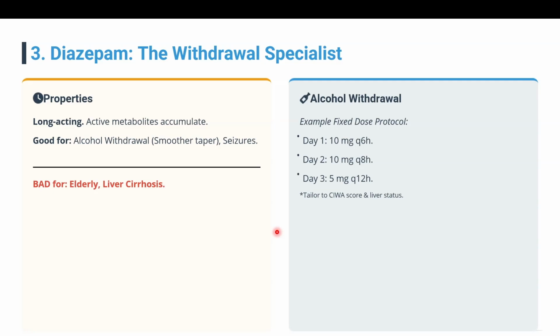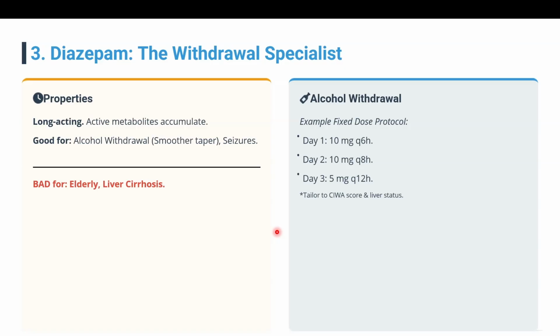So it is diazepam 10 milligram per oral Q 6 hourly for day 1 to a total of 40 milligram. Then on day 2, it is Q 8 hourly reduced to 30 milligram. On day 3, it is 5 milligram Q 8 to 12 hourly. That is around 10 milligram of diazepam. So tailor based on the withdrawal scores and comorbidities.